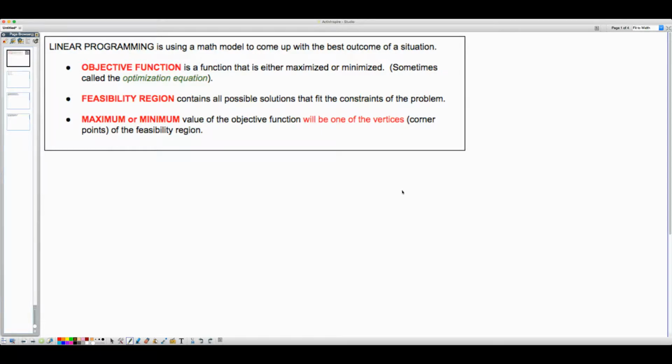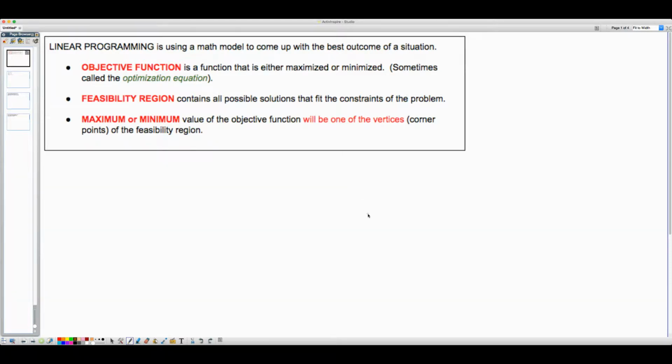So your objective function, you could probably plug anything into the objective function, but the only ones that are valid are the ones that live up to the constraints. So you might have a triangle, and just because it's the high point on the triangle does not make it the maximum of the objective function. It means that it's part of the feasibility region.